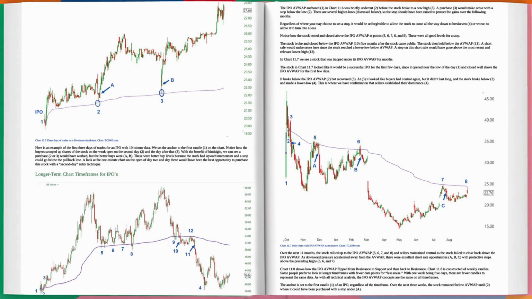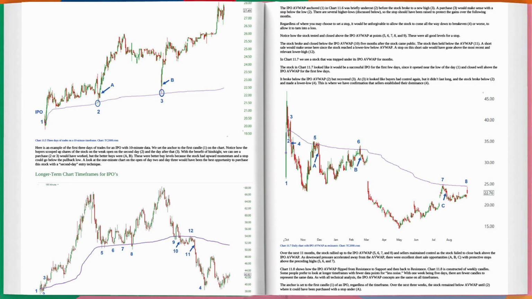Longer-term chart timeframes for IPOs. The IPO AVWAP anchored (1) in chart 11.6 was briefly undercut (2) before the stock broke to a new high (3). A purchase at (3) would make sense with a stop below the low (2). There are several higher lows discussed below, so the stop should have been raised to protect the gains over the following months.